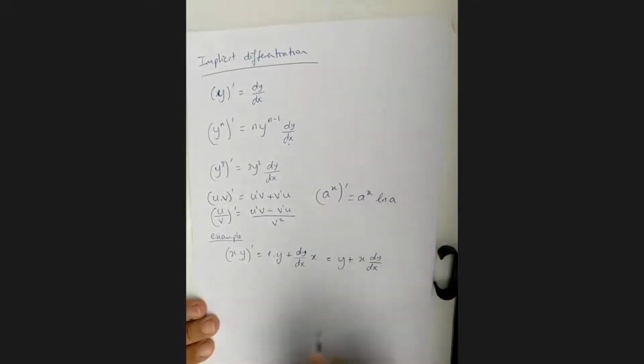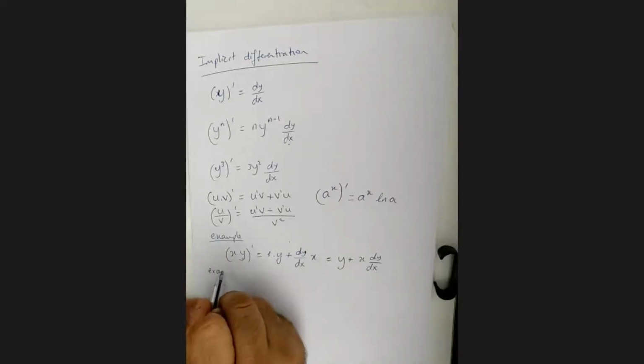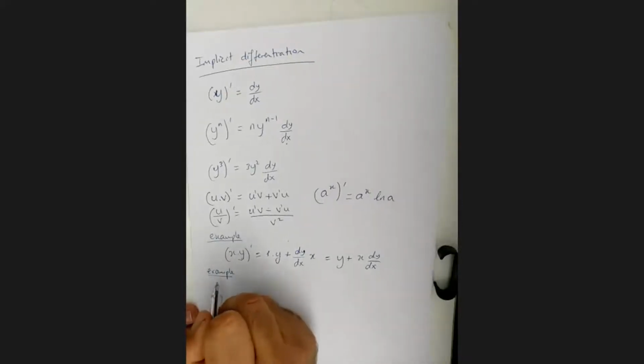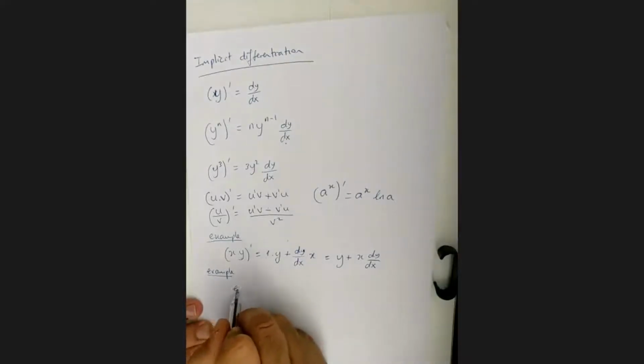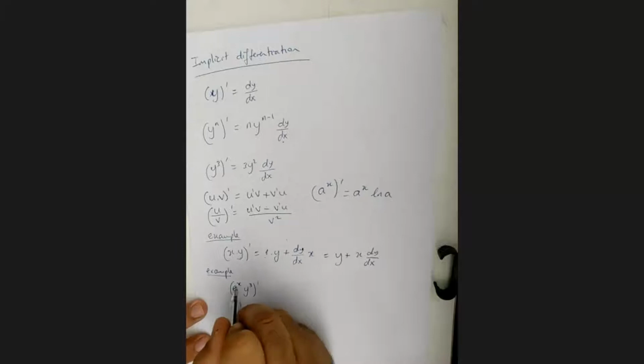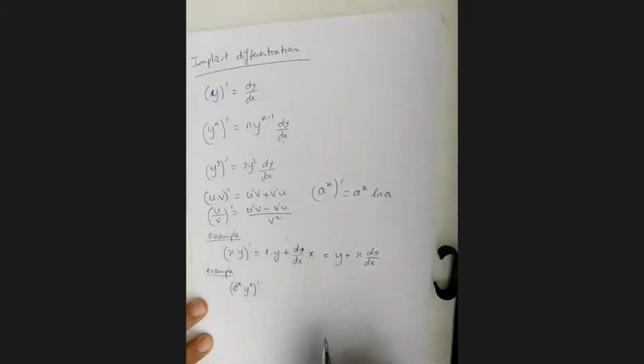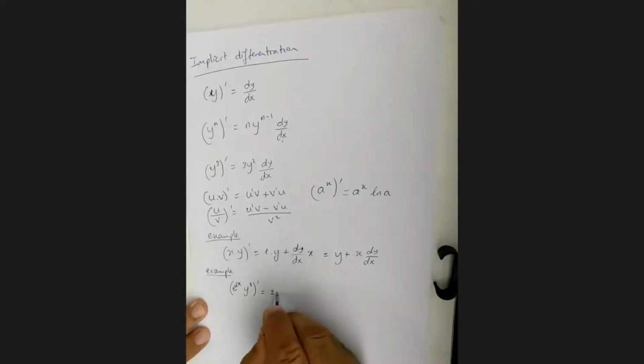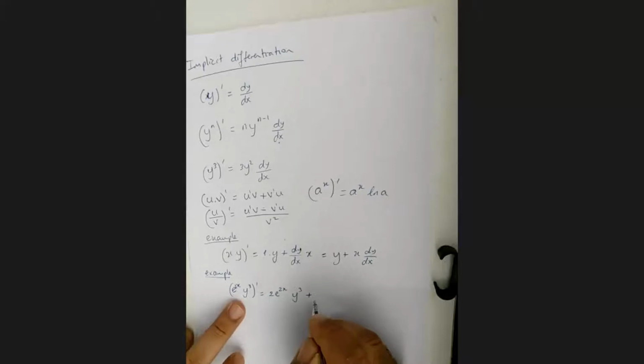Now, let's have a much more complex example. If we have e to the power of 2x times y cubed and its derivative. Again, we have a product here, so we are going to apply the product rule. What is the derivative of e to the power of 2x? 2e to the power of 2x times the second expression, plus the derivative of the second expression.